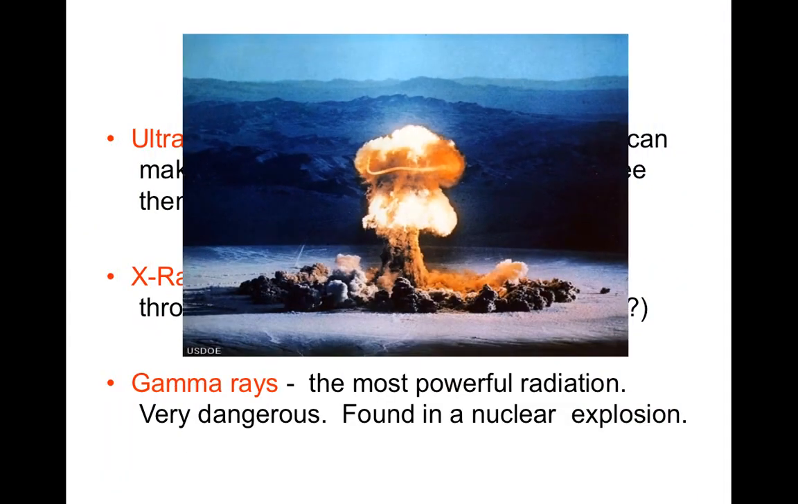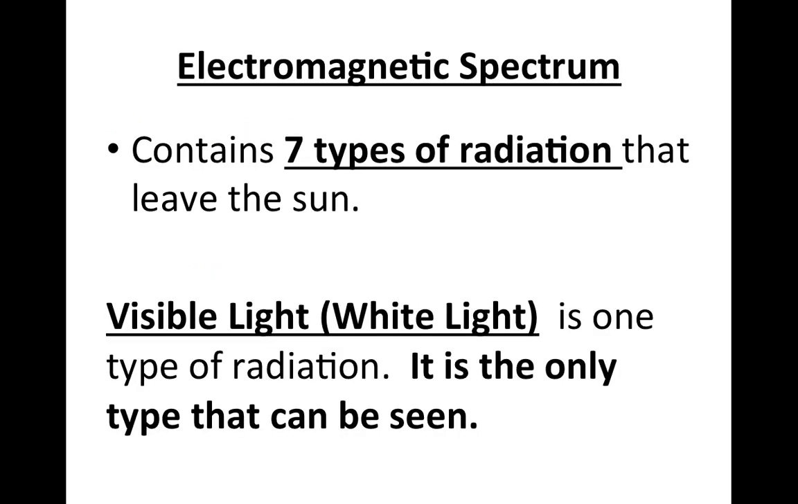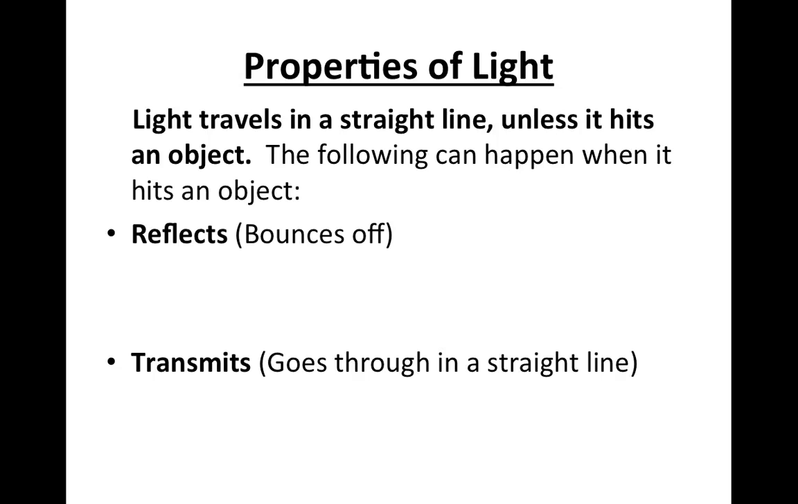Lastly, we have gamma rays, the most powerful radiation. They're very dangerous and found in a nuclear explosion. So again, the electromagnetic spectrum contains 7 types of radiation that leave the sun. Visible light is the one type of radiation that is medium powered. It's the only type that we can actually see.